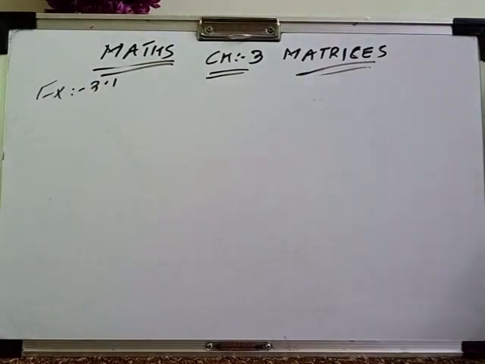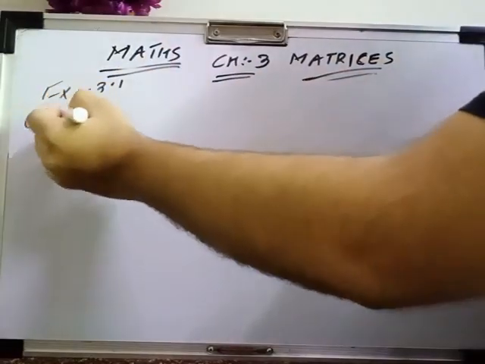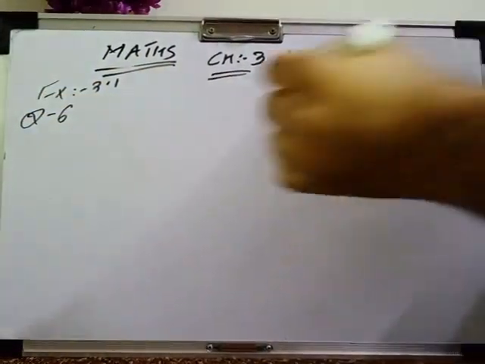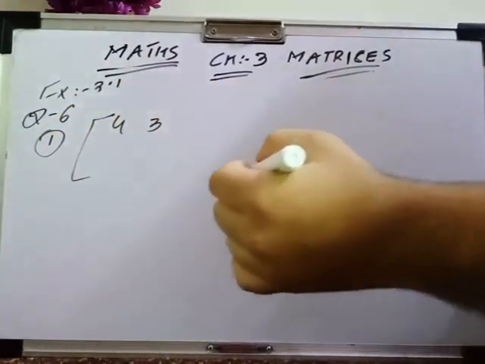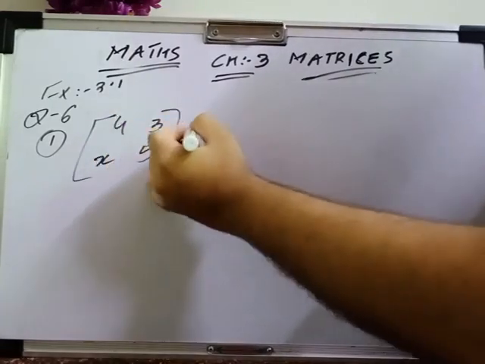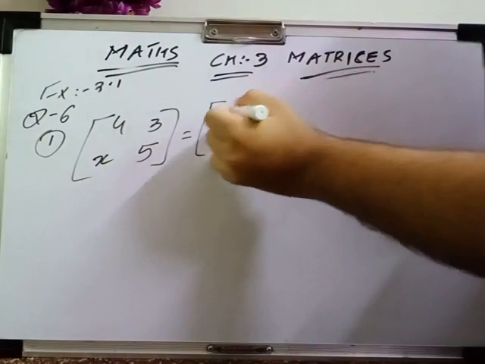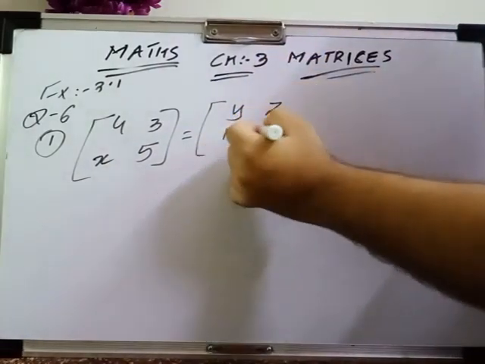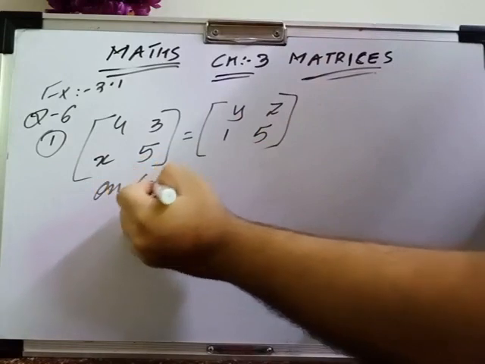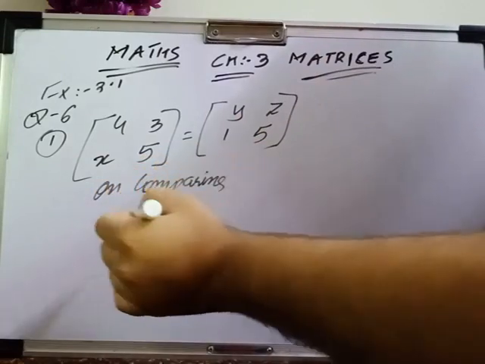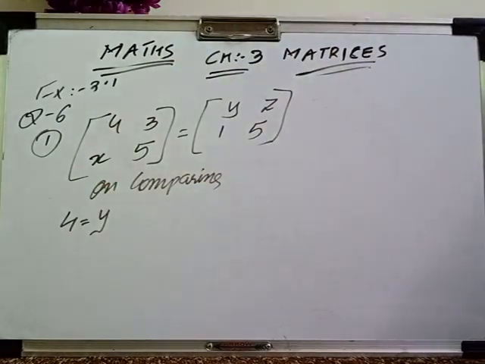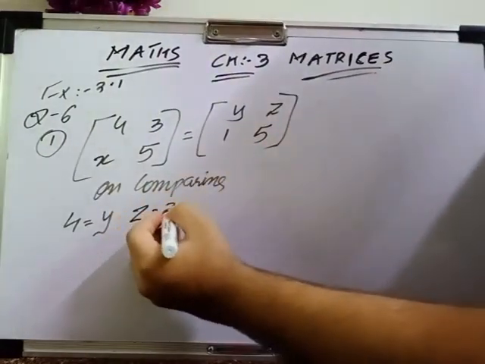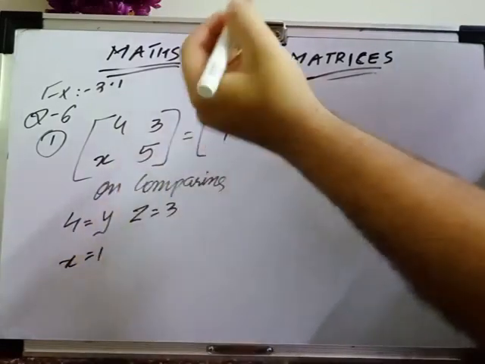Let's try to understand the sixth question, where we have to apply the concept of equality of matrices. Here in the first question, the left hand side matrix is given as 4, 3, x, 5, whereas on the right hand side it is given, right? So on comparing, I will have 4 is equal to y. The first row first column element will be equal to the right hand side first row first column element, right? z will be 3, x will be 1, and 5 is equal to 5, right?